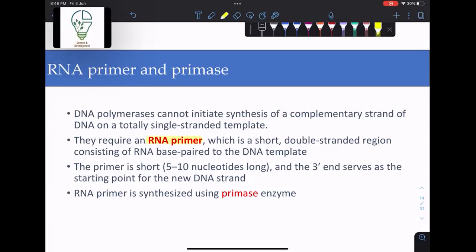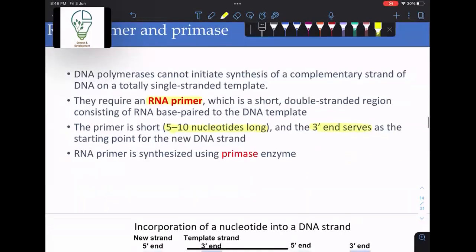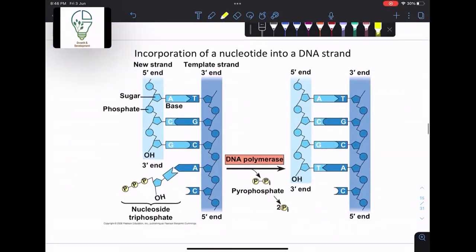And then on top of that, you will have more and more nucleotides, okay? So the primer is basically very short. It just contains about 5 to 10 nucleotides, not very long, and it comes and attaches on the 3' end of the DNA strand, okay? And what makes up this RNA primer? The primase, okay?